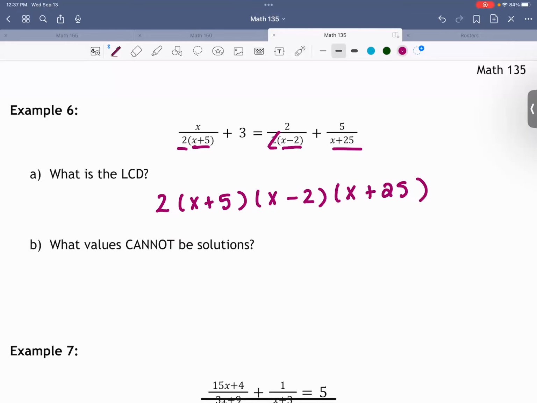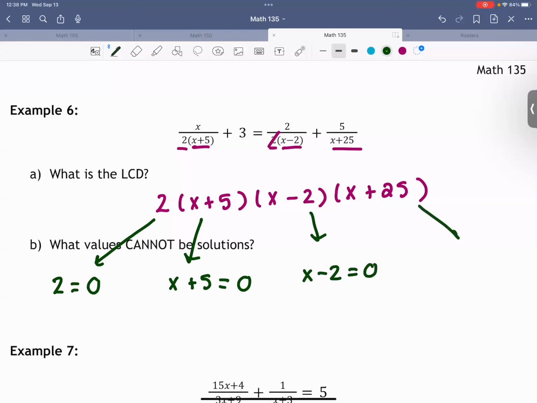Okay. All right. If I were to find out which one of these cannot be solutions, I'm going to take each component in my equation and set them equal to 0. So I'm going to take 2 and set it equal to 0. I'm going to take x plus 5 and set that equal to 0. I'm going to take x minus 2, set that equal to 0. x plus 25, set that equal to 0.